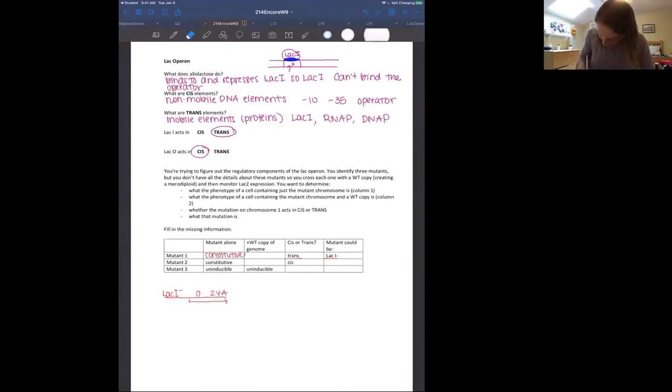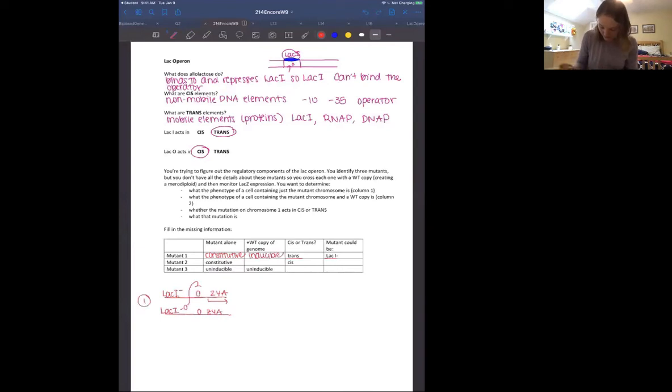And I should probably start my transcription arrow here. Okay, so we get constitutive expression of the structural genes. Then if we add in a wild type plasmid, because lac-I acts in trans, that lac-I protein is going to be able to go and repress transcription on that other chromosome. So we would have an inducible phenotype.